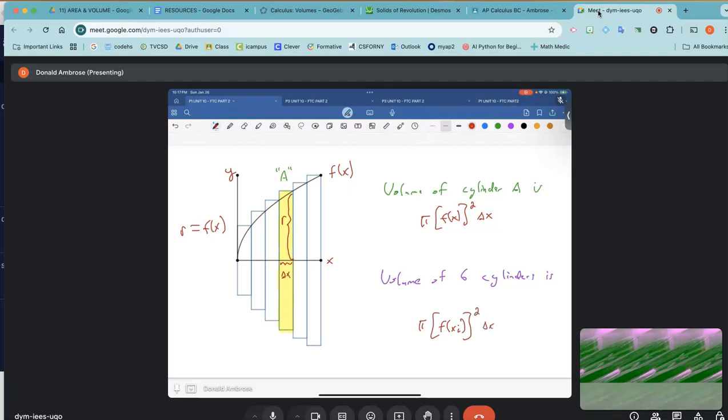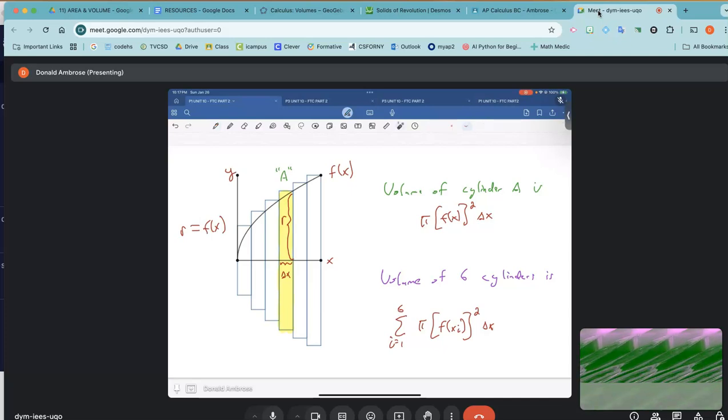The delta x, we could try to cut up all the cross sections of equal width, so the delta x perhaps would be the same. And now to sum up all the 6 cylindrical discs, instead of writing it out 6 times, we could just write sigma notation and say that i is going to range from not 1 to n, but 1 to 6. And voila, like that, we have the volume for those 6 cylindrical disc cross sections.